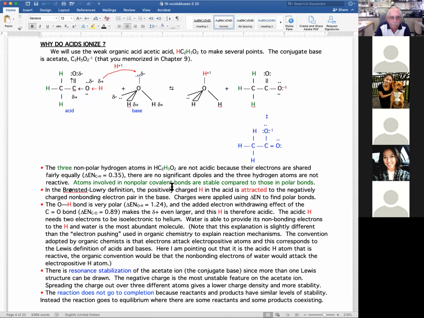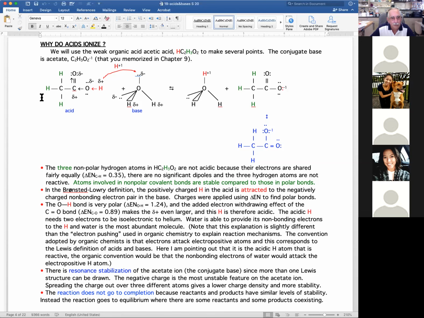Okay, well, anyway, let's take another look at why acids are acidic. In other words, why are acids reactive, not stable? So here's acetic acid. When we write it like this, you see that the red hydrogen is acidic, the green ones are not. Now look at this Lewis structure over here. Here are the green ones that are not acidic. Let's think about why they are not acidic, which means why are they not reactive?